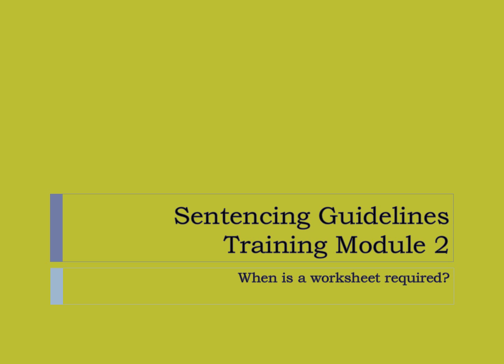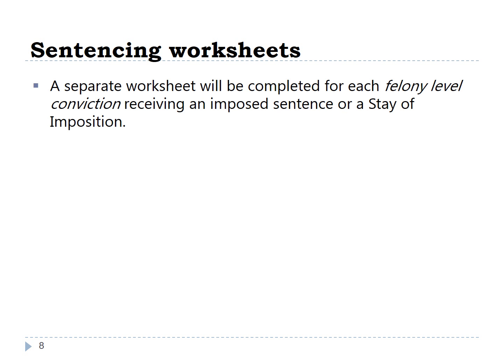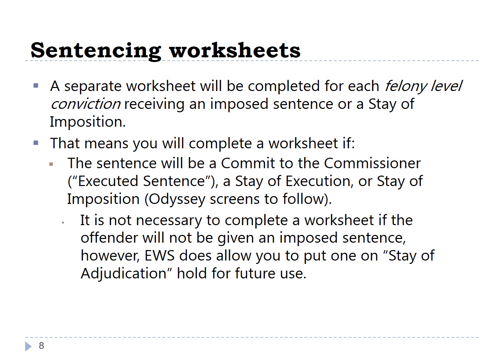Training Module 2 will cover when a worksheet is required to be completed. Now, although an offender may receive multiple convictions, that does not necessarily mean that there will be multiple worksheets completed. Only those offenses which receive an imposed sentence or a stay of imposition will have a sentencing worksheet submitted to MSGC. Complete a sentencing worksheet if the offender will receive a stay of imposition, a stay of execution, or a prison sentence known as a commit to the commissioner or an executed sentence.